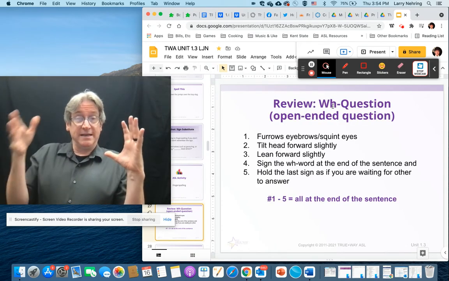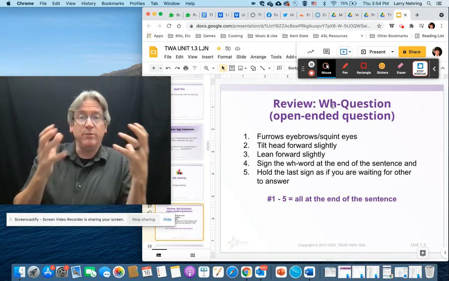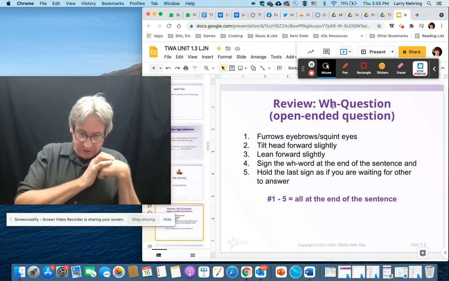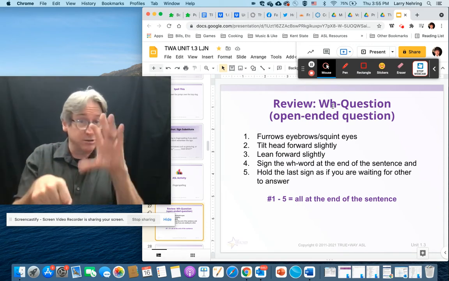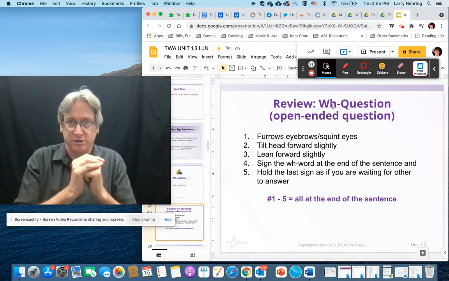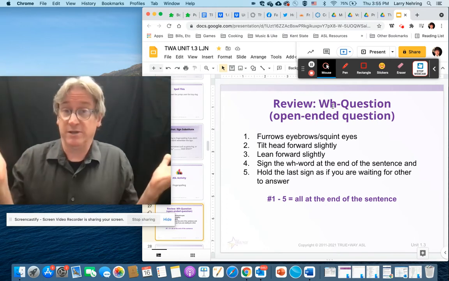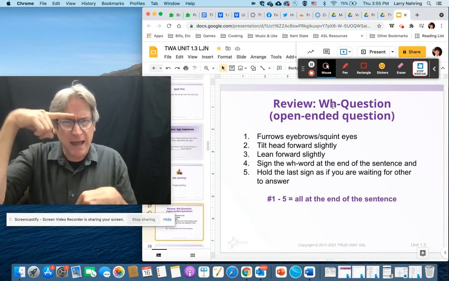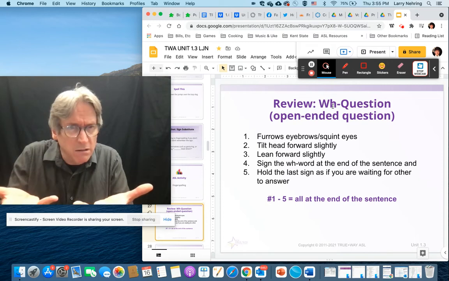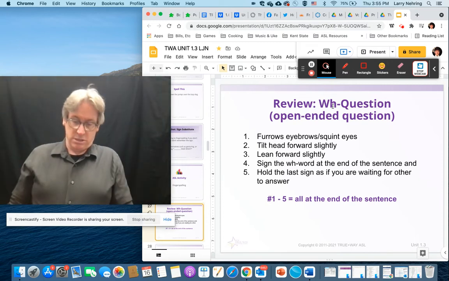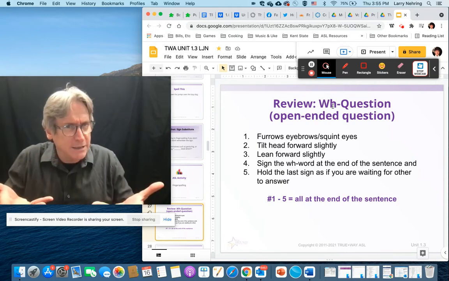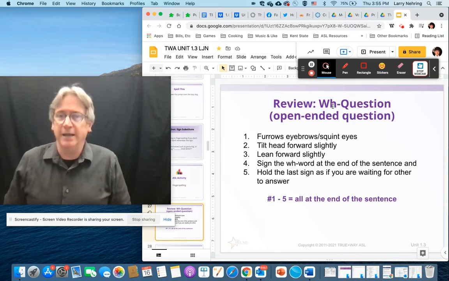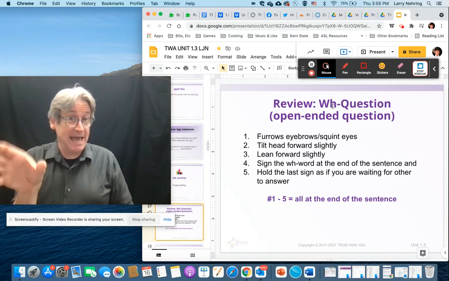So now we're getting into the different sentence types. A WH question, an open-ended question, is what they're referring to, where you're asking for an open answer. It's not just yes or no, which is closed, with two possible answers. This is opening doors up for whatever answer they give. So eyebrows go down, and the body kind of tilts forward like, well, right? We haven't talked about the body shift in class. We've just done the eyebrow and the gesture and the sign. So just be aware that we tend to lean forward a little bit when we're doing that and tilt our head. The WH word comes at the end of that sentence.